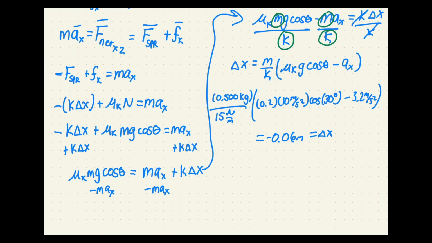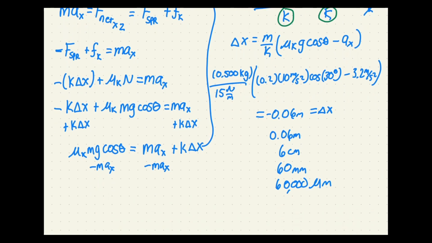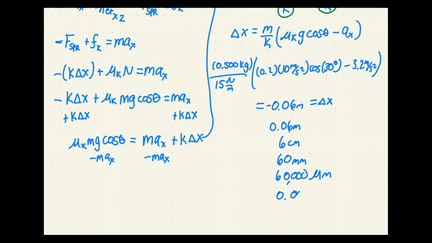And so our compression distance, the distance that will compress our spring, is 0.06 meters. You could also call that 6 centimeters. You could call it 60 millimeters. You could call it 60,000 micrometers. You could call it maybe 0.00006 kilometers, whatever.